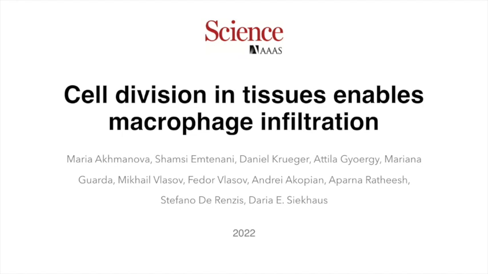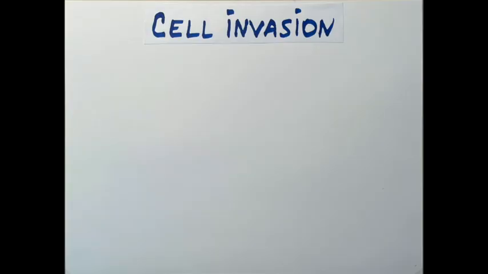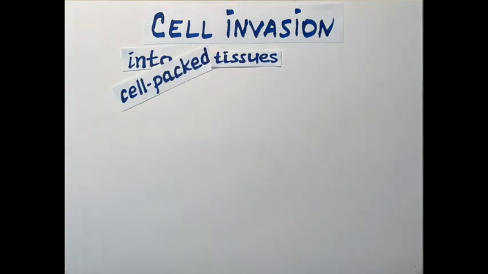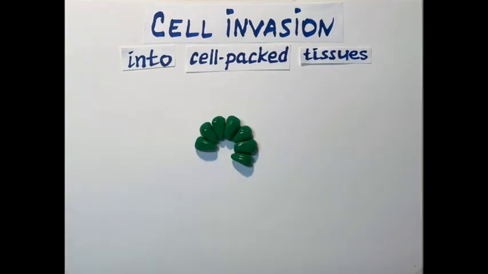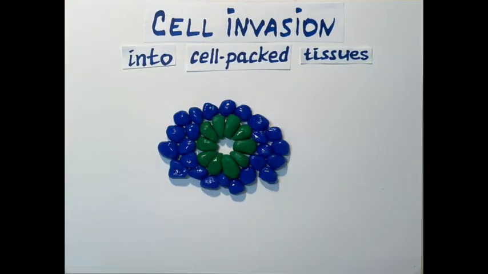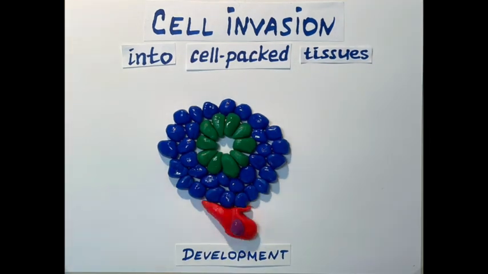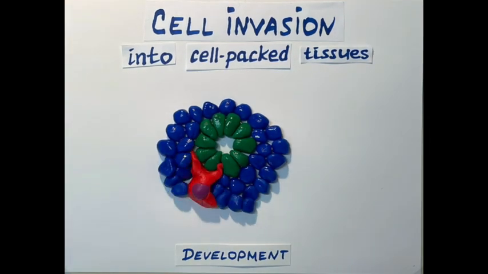I'm Daria Zikaus, and I'll tell you about our paper entitled Cell Division in Tissues Enables Macrophage Infiltration. My lab studies tissue invasion, a process in which a cell enters and moves through an environment of densely packed surrounding cells. This capability is essential. In the embryo, macrophages invade tissues to help organs form and then stay to affect homeostasis even in the adult.